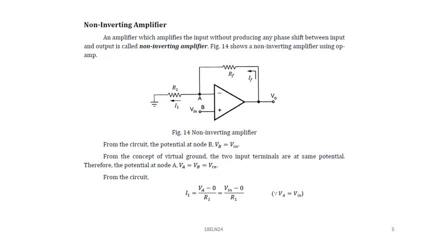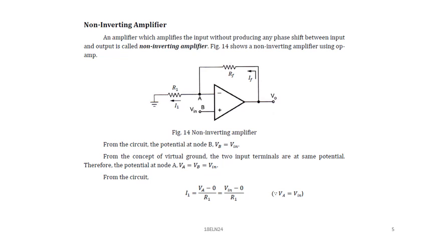From the circuit, the potential at node B. What is the potential at node B? It is equal to Vin, because here the input is given to the non-inverting terminal. Now from the concept of virtual ground, the two input terminals are at the same potential. Therefore, the potential at node A is also the same as the potential at node B. Therefore, VA is equal to VB, that is equal to Vin.